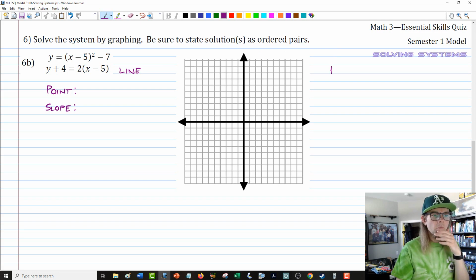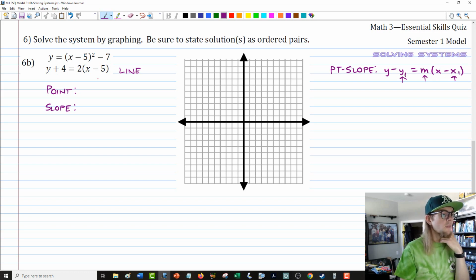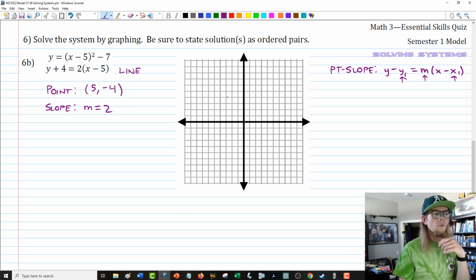And by the way, I didn't mention that before, but point-slope form is going to be of this form: y minus y1 equals m times x minus x1, and that's where we draw our slope and then our ordered pair out of this, whatever's being subtracted, and then the slope itself. So looking up here, we can see pretty quickly the slope is going to be m equals 2. And then for our point, it's going to be whatever makes each side equal to 0. I think pretty clearly it's going to be (5, -4).